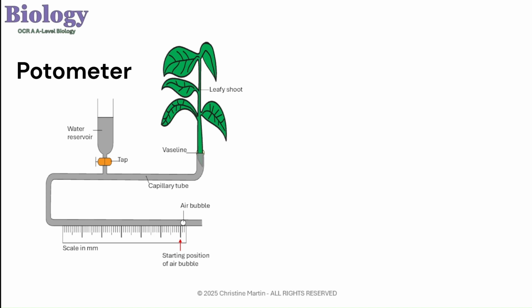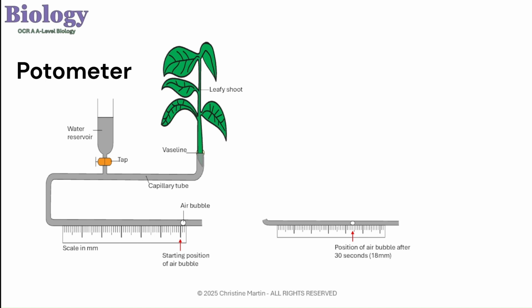The shoot is then inserted, also underwater, into a capillary tube of a known diameter, for example, 1 millimeter. Ensuring that the apparatus is watertight and airtight, you can put Vaseline around the area. At the other end of the capillary tube, an air bubble is introduced and its starting position on a calibrated scale is recorded. After a specified time period, for example, could be 30 seconds, could be a minute, could be an hour, the distance moved by the air bubble is recorded.